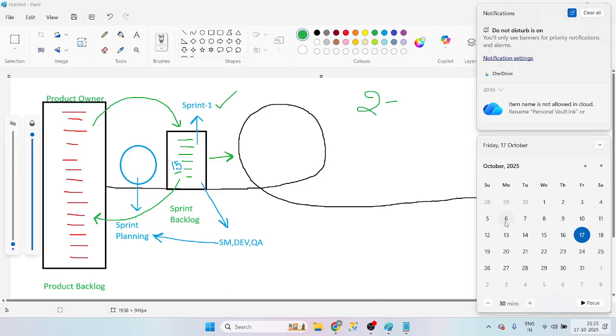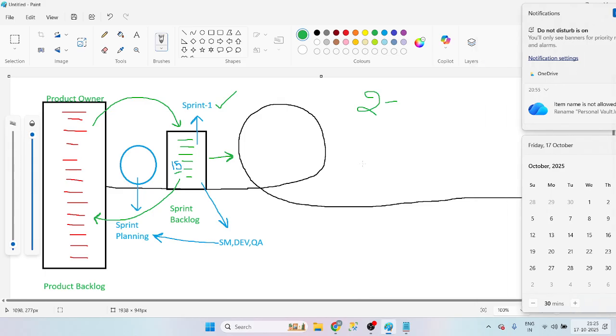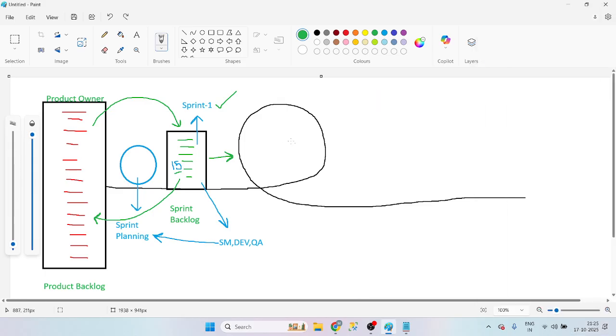Right? How? Monday 6th, 7th, 8th, 9th, 10th, Friday, up to Friday. Saturday and Sunday is a holiday. Next, 13, 14, 15, 16, 17. Previously 5 days, now here 5 days. Total 10 days. Now we are working for 10 days to complete those 15 tickets.